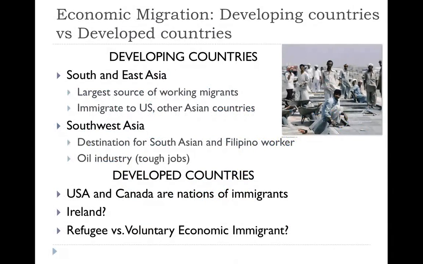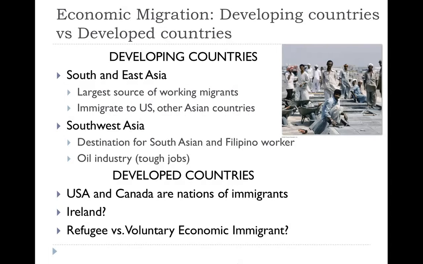Now, let's take a look at some of these factors individually. We talk about economic migration, and so we look at developing countries versus developed countries. When we talk about developing countries, we're getting into things like South and East Asia or Southwest Asia. South and East Asia is the largest source of working migrants in the world, and they tend to immigrate to the United States or other Asian countries to find jobs. Southwest Asia is a destination for a lot of people from Southern Asian countries or even Filipino workers. The biggest pull there is the oil industry. They are extremely difficult jobs, but a lot of people will take those jobs because they want a job, and that's one of those jobs they can take.